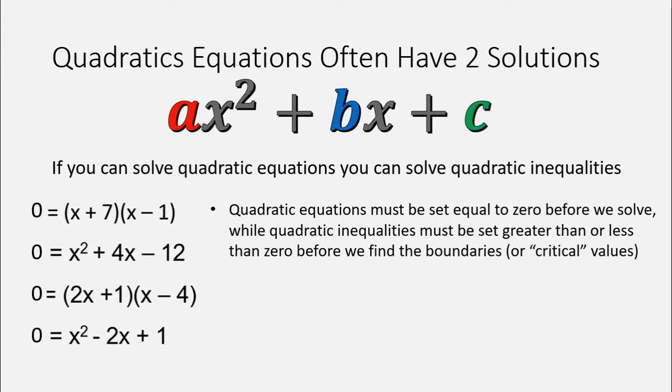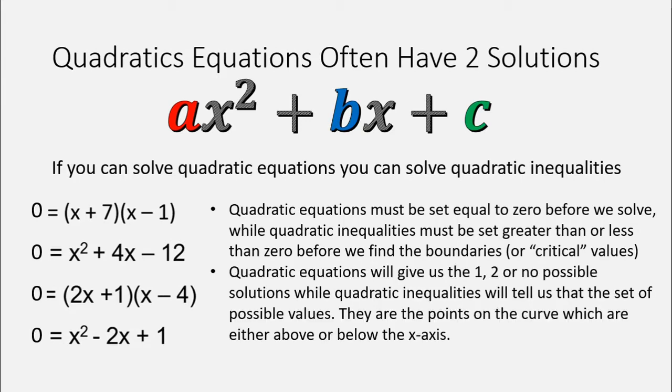So these quadratics set equal to 0 could be solved to find either 1, 2, or no solutions, depending on the quadratic. While quadratic inequalities will tell us the set of possible values that x could have. It could have a discrete number of possible values, or it could have an infinite number of possibilities. But the critical values are the points on the curve which tell us exactly which point the x values must either be above or below.